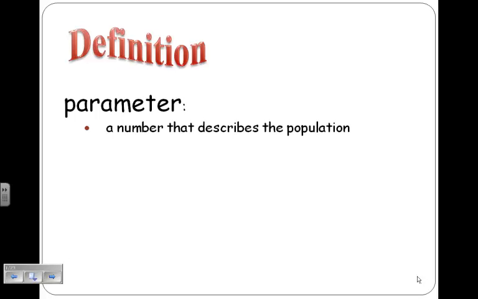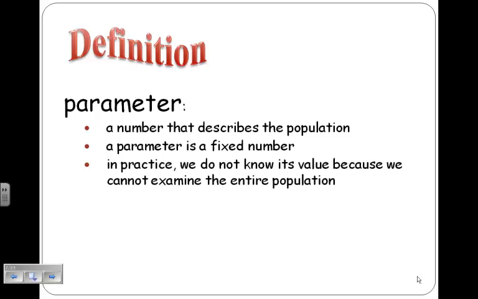So to get us started, there's a couple definitions you need to know. First, a parameter. A parameter is a number that describes the population. It is a fixed number. And in practice, we generally do not know its value because we can't examine the entire population.